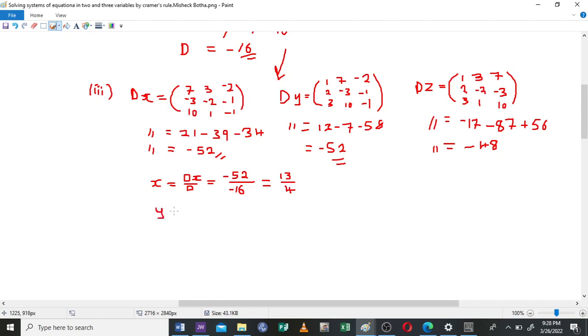Again, we do the same there. We have y is equal to the determinant of matrix dy divided by the determinant of the matrix of coefficients, which we found to be negative 52 divided by negative 16. This one too is going to give us 13 over 4, right? So that's what we have.